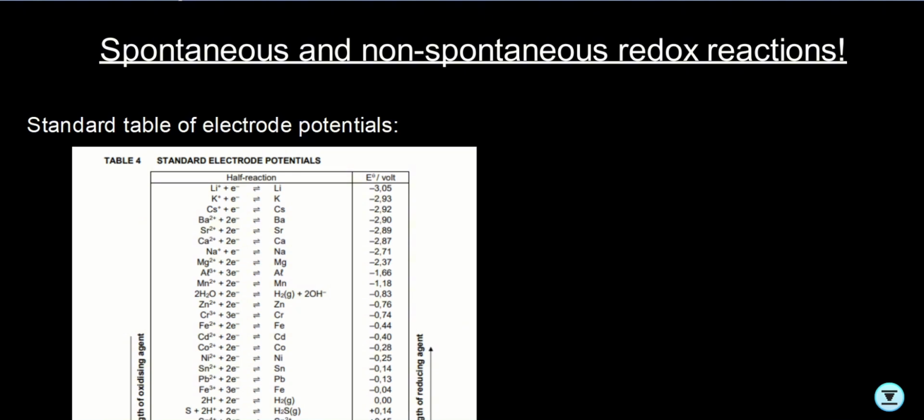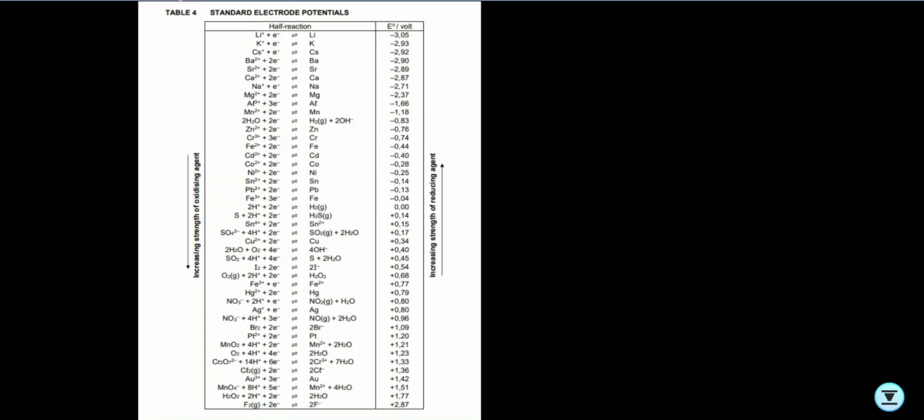And non-spontaneous reactions are ones that are pretty apprehensive of each other. They don't really want to react, so they're not really keen on it. They're going to need somebody to push them together, some sort of startup energy, in order to get that reaction rolling. Now, to understand spontaneous and non-spontaneous reactions, we're going to need to understand the standard table of electrode potentials.